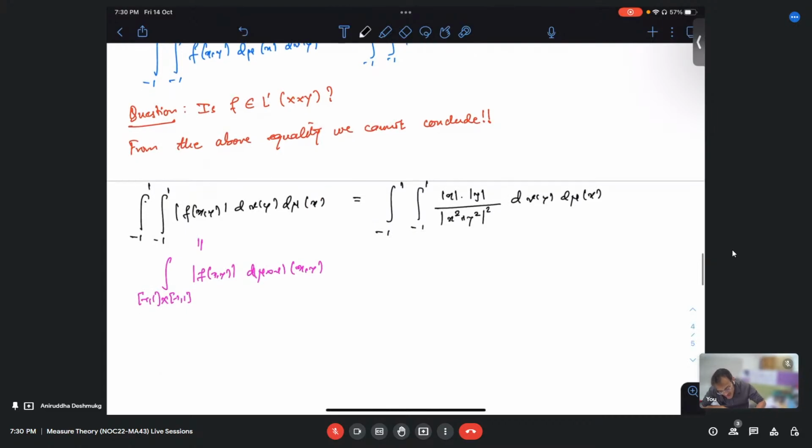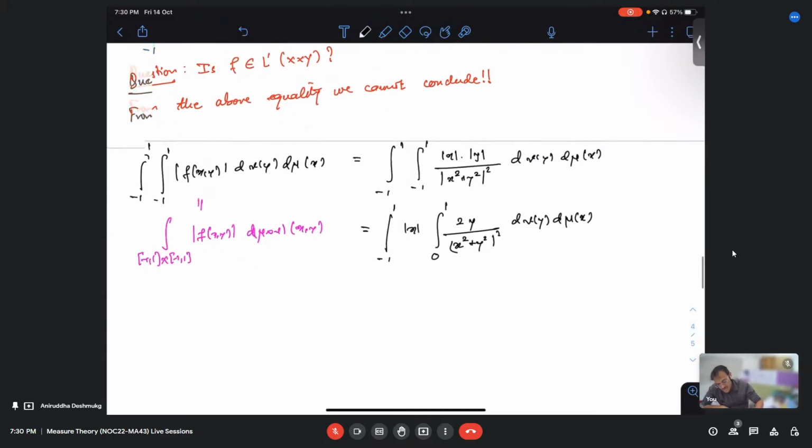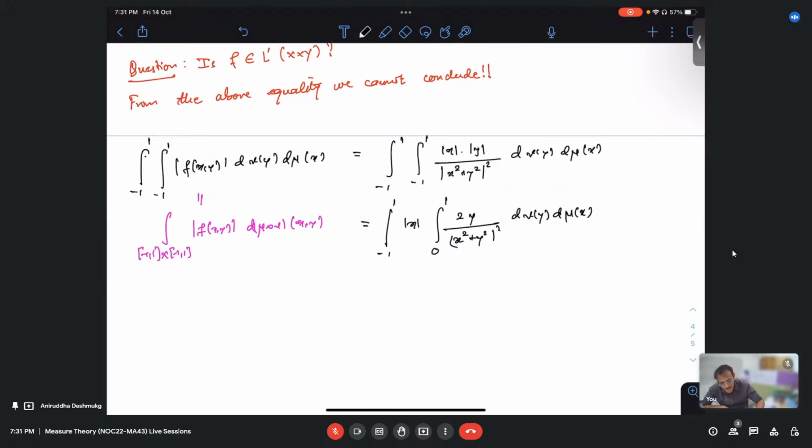Now what I can do is, since mod is an even function, I can just write the whole thing as, let me just write mod x outside, mod y from -1 to 0, it is still the same as from 0 to 1. So it is the integral 0 to 1, 2 times y over (x square plus y square) whole square, dμy, dμx. So we can do that.